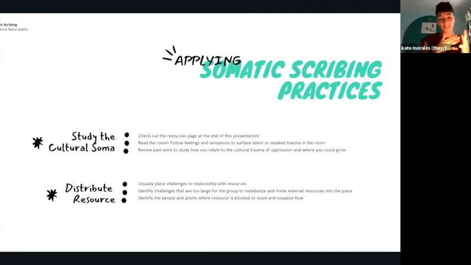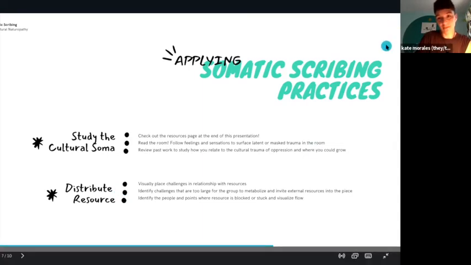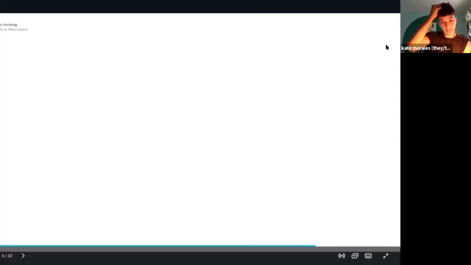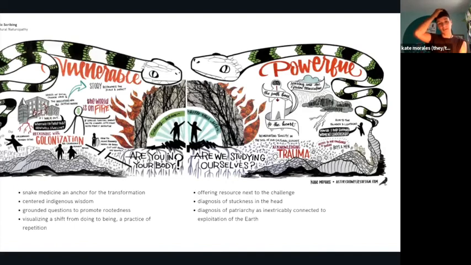And identifying people at points where resource is blocked or stuck, and just visualizing flow. That could look like drawing big streaks, or arrows. It can be super, super simple. So I'll give a little example of a piece that I did with a group about a year ago.